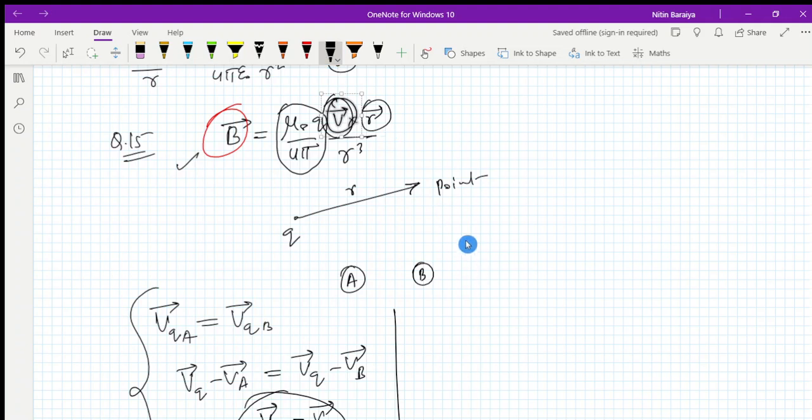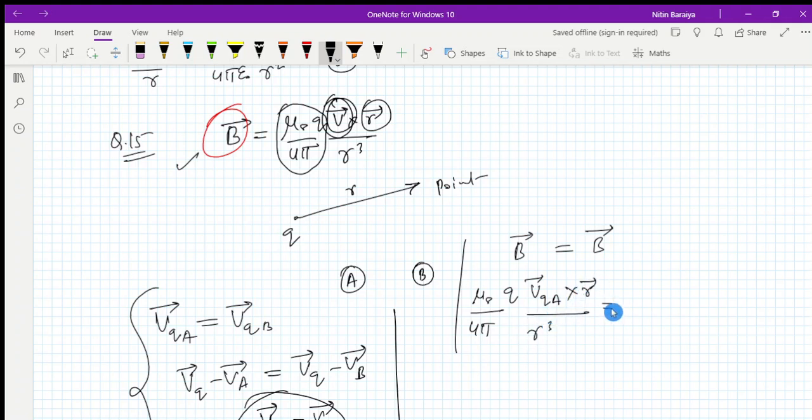So the question says: the magnetic field B for observer A is the same as the magnetic field B for observer B. Now, next step, mu naught upon 4 pi. We are applying the formula for observer A. The velocity in the formula, what is this V vector? This is the velocity of the point charge relative to the observer, cross R vector divided by R cube, and this is equal to mu naught upon 4 pi q times the velocity of the point charge relative to observer B cross R vector divided by R cube.